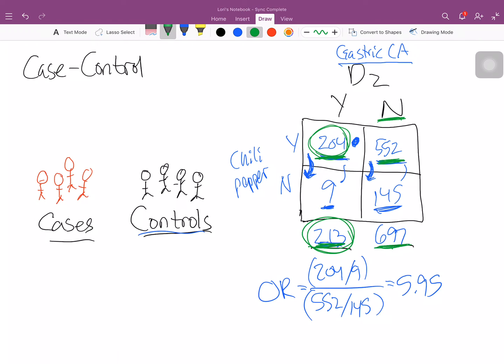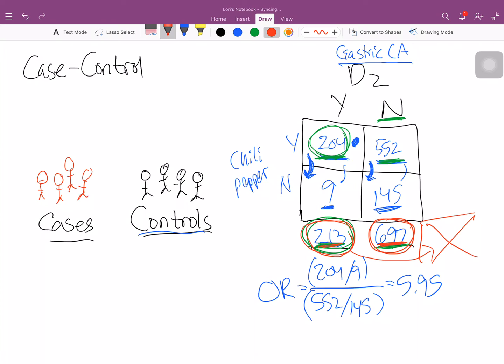Now, the hard part about this whole thing with case control studies is that we manipulated the data here. We manipulated the 213 versus 697. We decided that we were going to collect the 213 and the 697. That does not add up, and I'm just going to put an X over here, that does not add up to some population number so that we can calculate the prevalence.